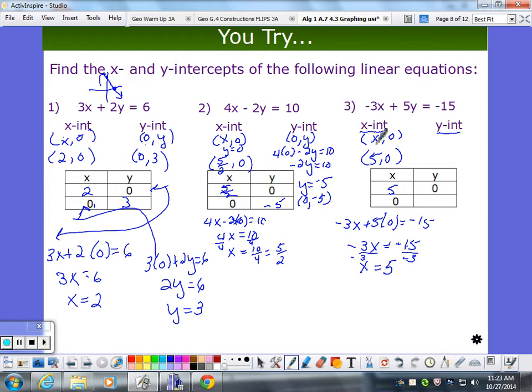Okay, now what about the y-intercept? Ben, what is the general format for a y-intercept? What does that look like? It's 0, y, right? So what am I going to substitute for 0 here? The x or the y? The x. So let's do that down here. It's -3 times 0 plus 5y equals -15. What's -3 times 0? 0. So what's y? -3. So what are the coordinates of my y-intercept?